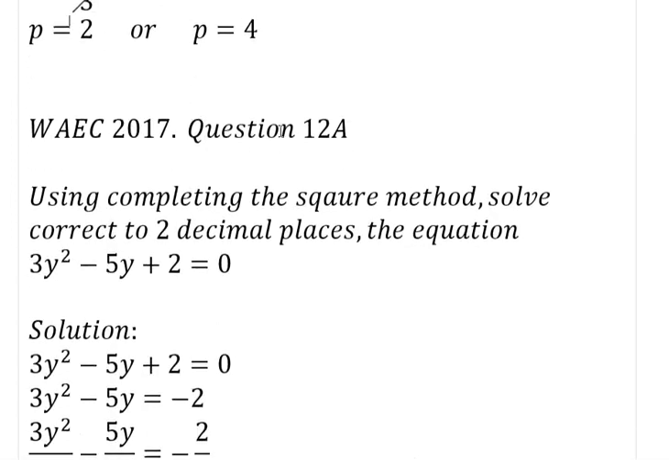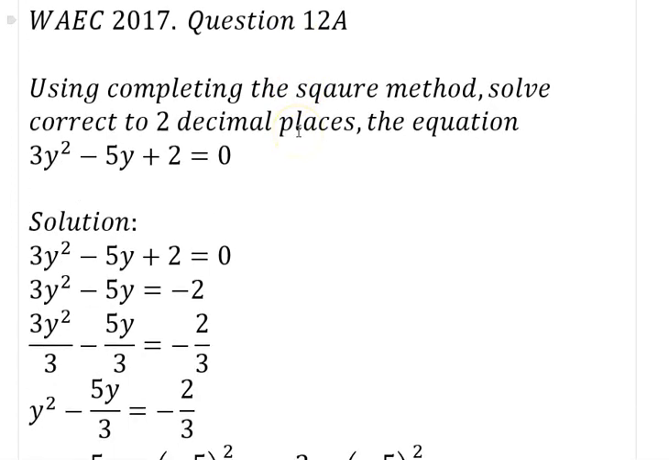Let's move straight to the next one. We have WAEC question for 2017, question 12A. Using completing the square method, this one is stated categorically. Solve correct to 2 decimal places the equation 3y squared minus 5y plus 2 equals 0.